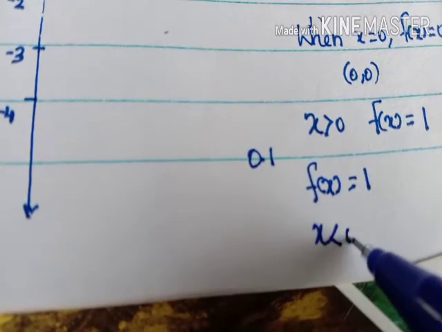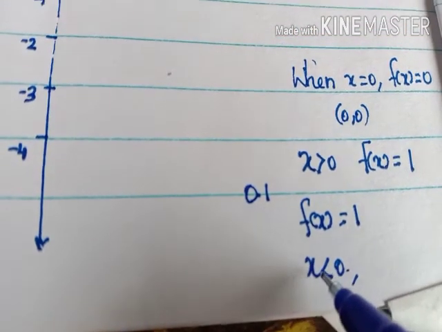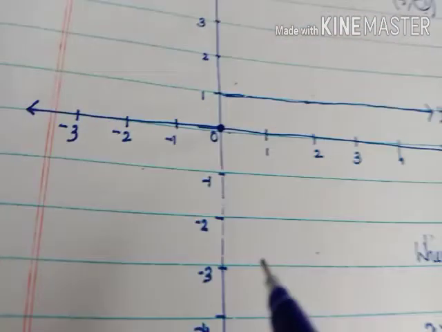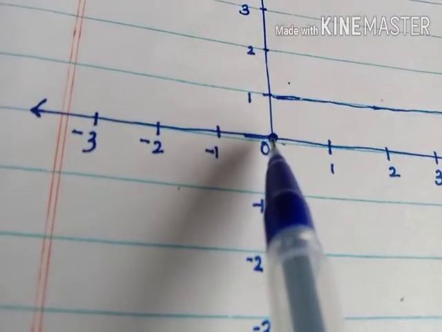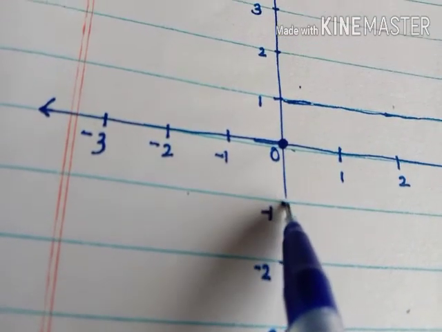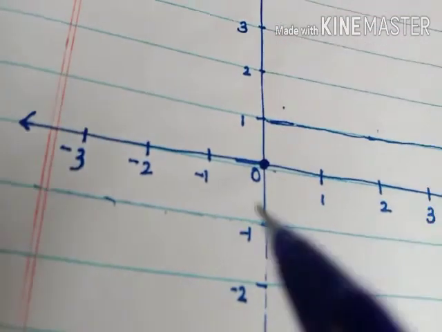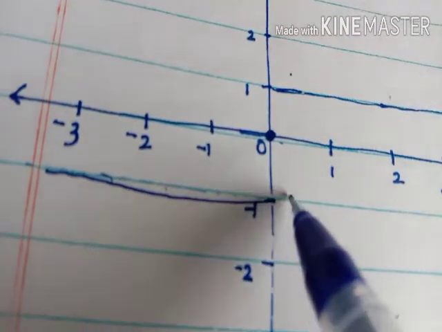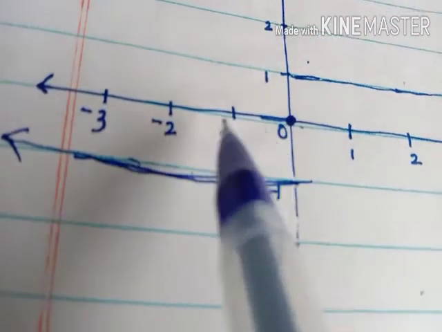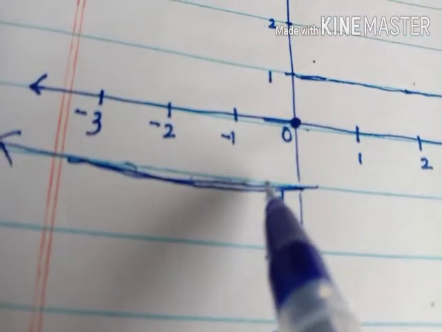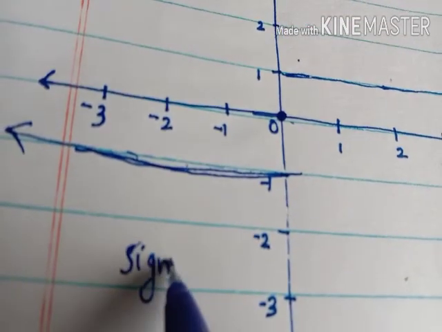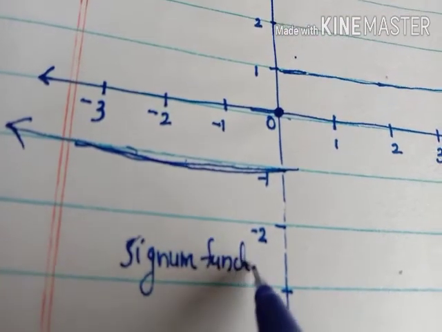Now when x is less than 0, meaning all negative numbers, the f of x value is negative 1. So for all negative numbers, meaning the left side of 0, the y value becomes negative 1. So you can consider a line through negative 1. If you consider all negative numbers less than 0, then the y value becomes negative 1. So this is the graph of the signum function.